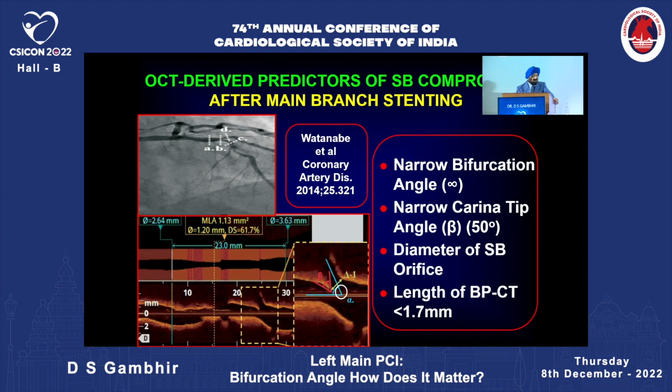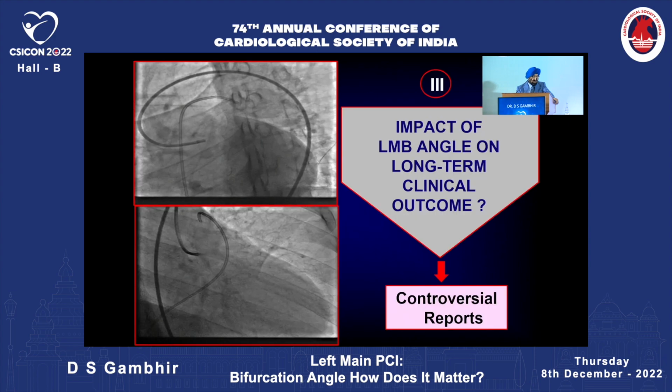Then OCT gives us certain important predictors of side branch occlusion, and one of them is the side branch angle. It was shown almost about 8 years ago by Watanabe et al. that a narrow bifurcation angle, which in this case has been shown as the alpha angle, is a predictor of side branch stenosis, besides the narrow carina tip angle, the diameter of the side branch orifice, and the length between the proximal branching point and the carina tip.